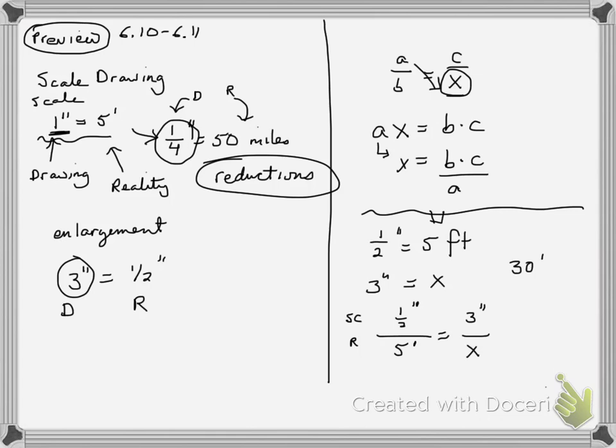So cross multiplying, you're going to get 1/2 x equals 3 times 5, or 15. Multiply by 2, and x equals 30. Now, my recommendation would be, if you have mixed numbers, to go ahead and convert them to improper.